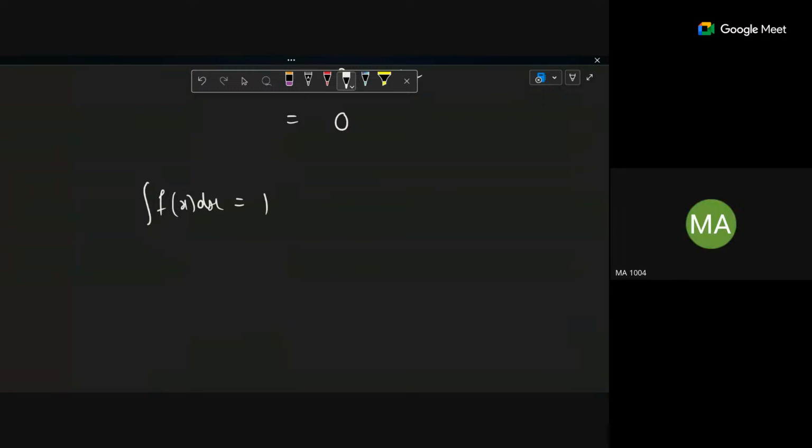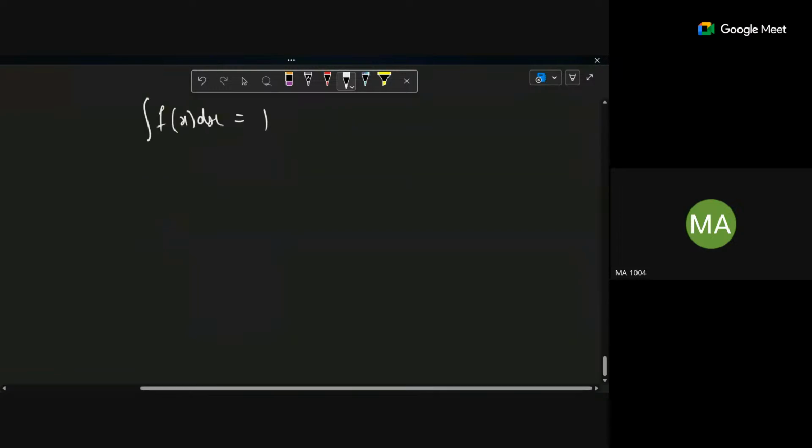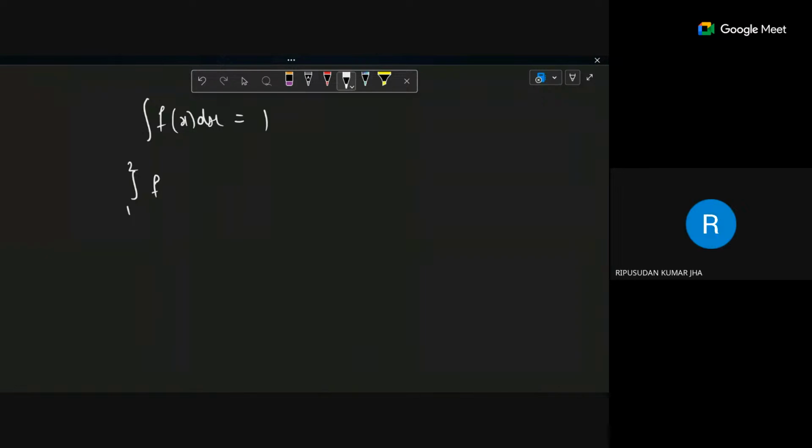Yes, ma'am. Normally you would go from 0 to infinity, but here it will be piecewise: 1 to 2 of cx square dx, plus the next one from 2 to 4 of cx dx, and it is equal to 1. The rest is 0. So you just have to integrate and find the value of C. Is it fine for you? Yes, ma'am. Should I leave it here?